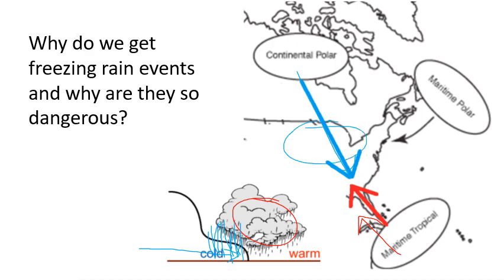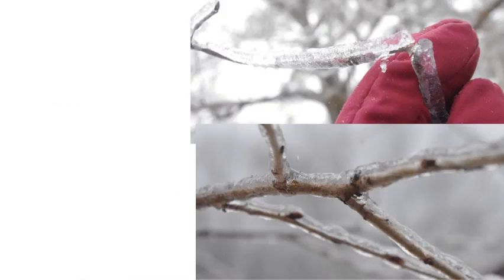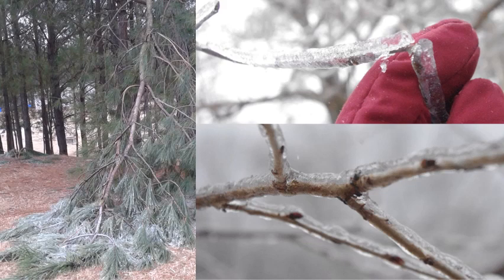Up here, not as much a problem, because they don't have the warm part of this. They're always going to get snow. Here in the South, we have freezing rain and ice problems. And here's the problem. This is what freezing rain does. It coats our trees, makes the trees heavy. Well, sometimes the trees can't stand all the weight of that ice, and the tree limbs fall down like that.